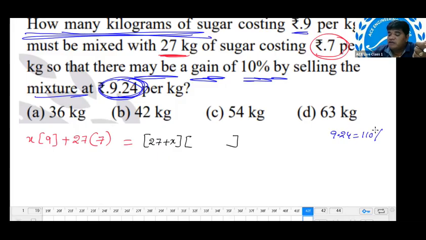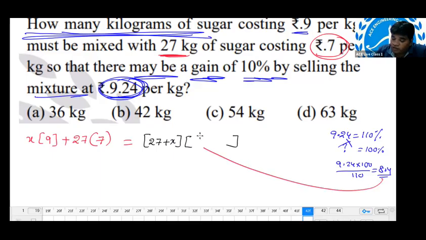10% profit means 110%. Profit means plus, loss means minus. 110% value is 9.24, and I want the cost price, which is 100%. After cross multiplication, 9.24 into 100 upon 110 is equal to 8.4. We are getting 8.4, so the mixture cost price is 8.4. Simplify this equation, then you get the X value.